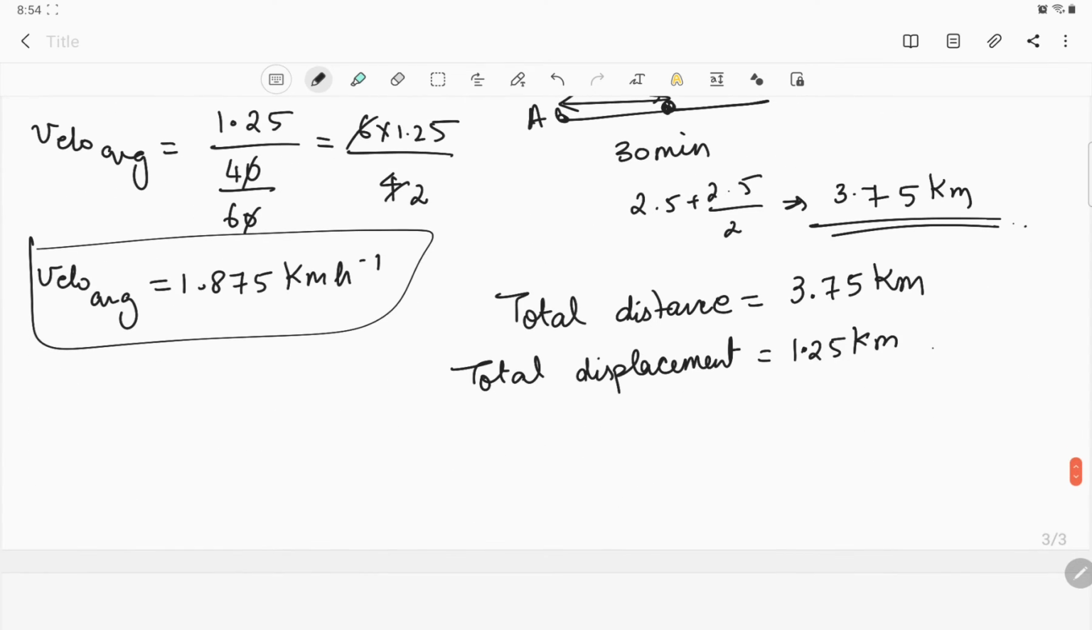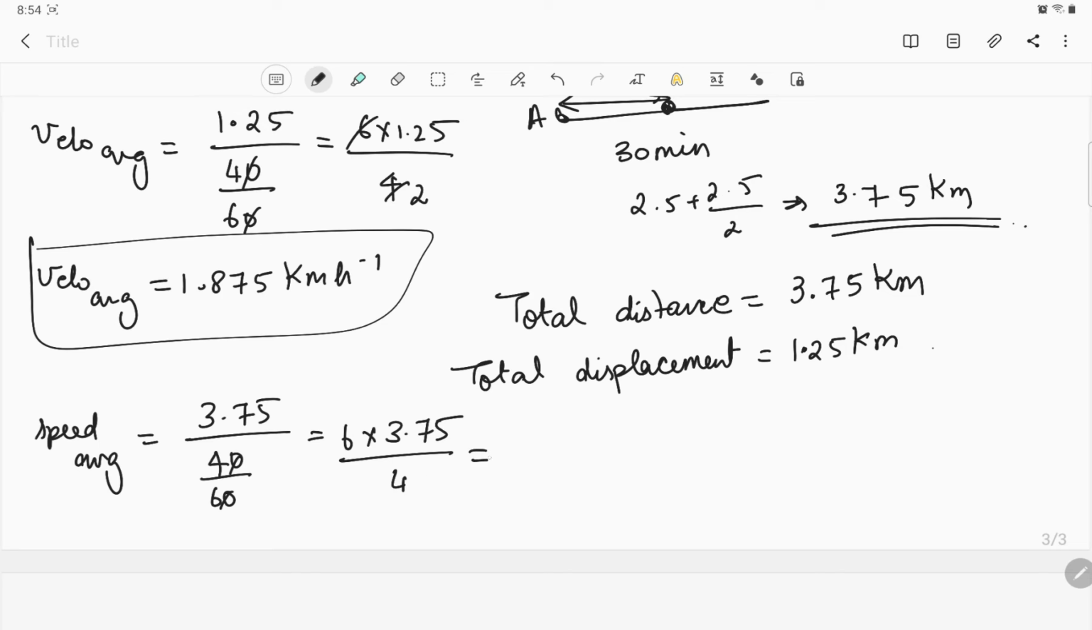And we will check the average speed. So average speed will be 3.75, that is the total distance, divided by 40 minutes. So 40 minutes is 40 by 60. So the zeros cancel, 6 will go to the numerator. So 6 into 3.75 by 4, and this is going to be 5.625 kilometer per hour. Right, children? So this is how you're going to solve this question.